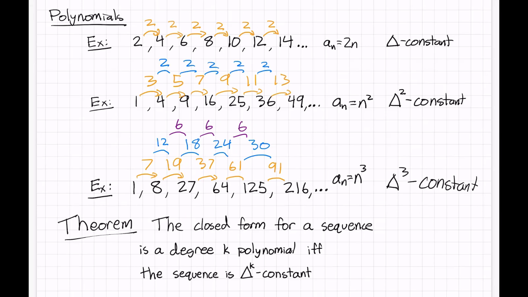All right, so if a sequence is delta k constant, meaning if we go k levels deep, we'll end up with a sequence that is itself constant, then it can be represented by some k degree polynomial. And as it turns out, any degree k polynomial ends up being delta k constant. So this statement works in both directions.